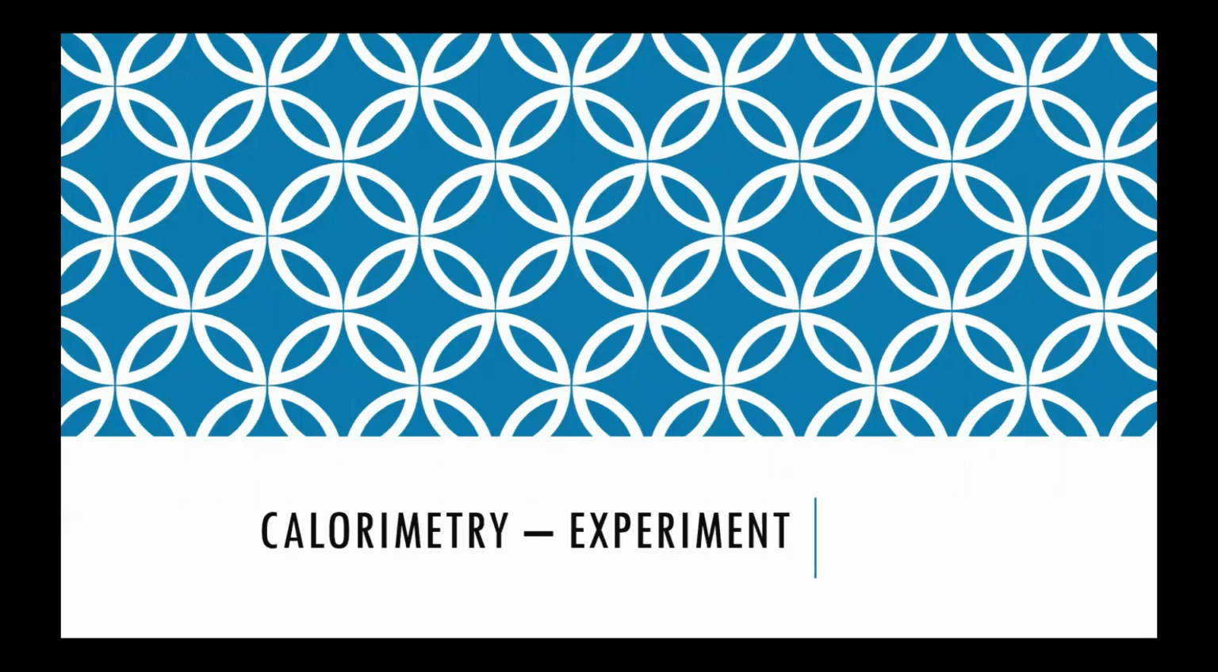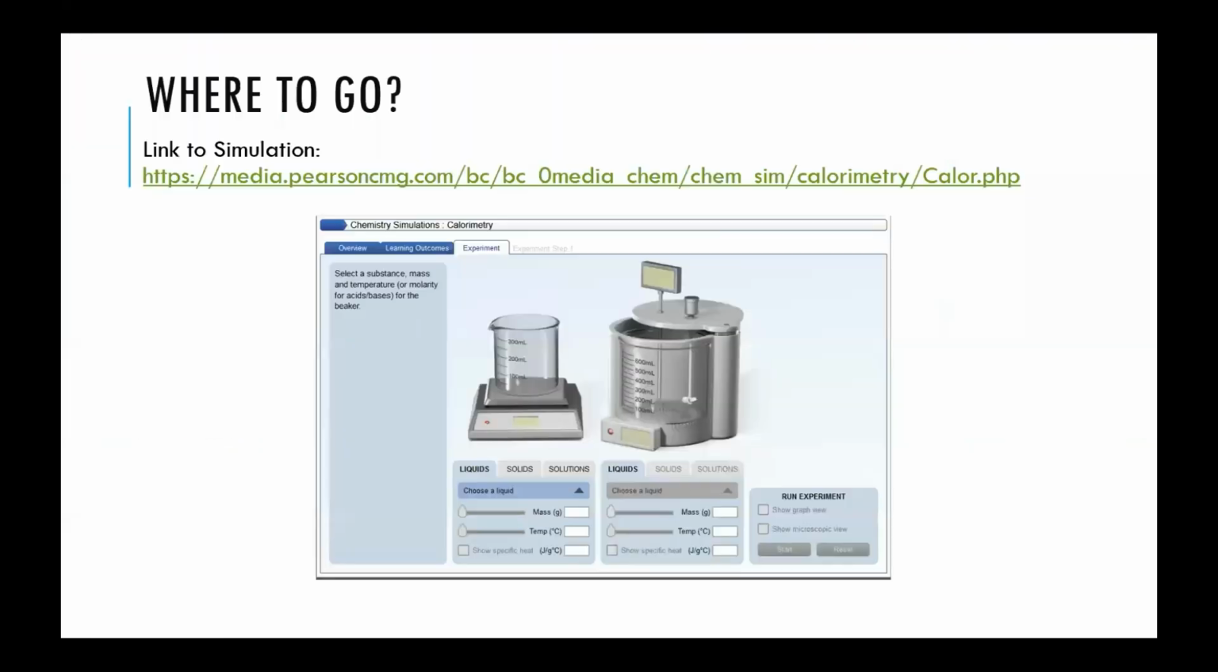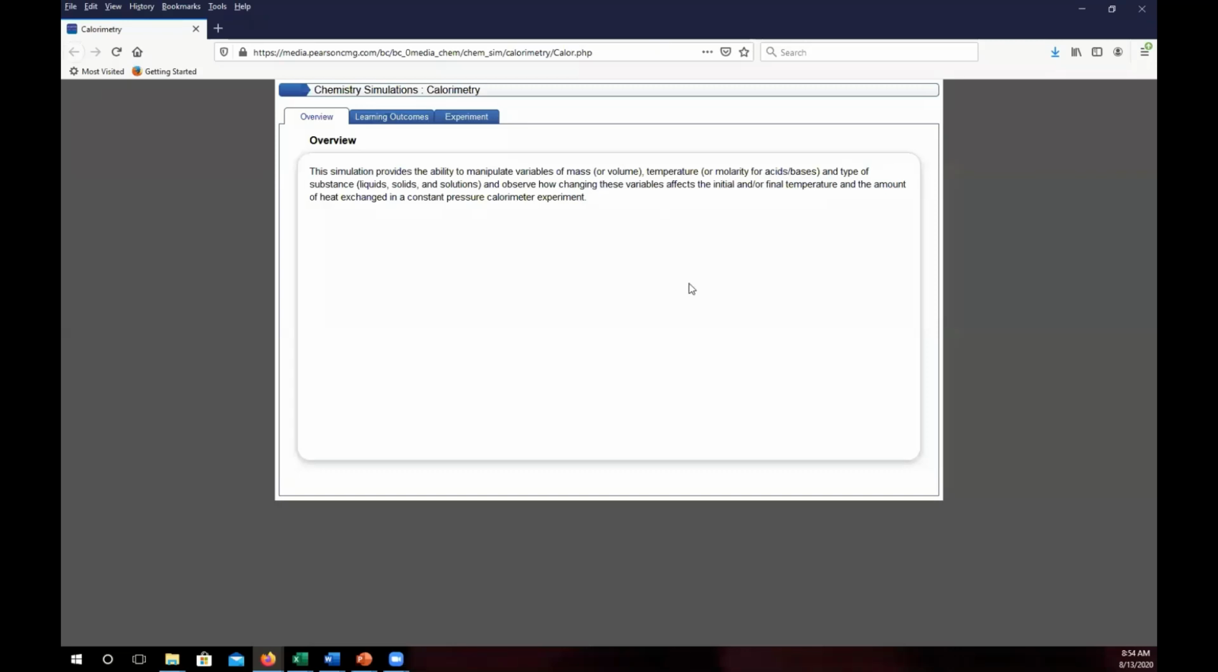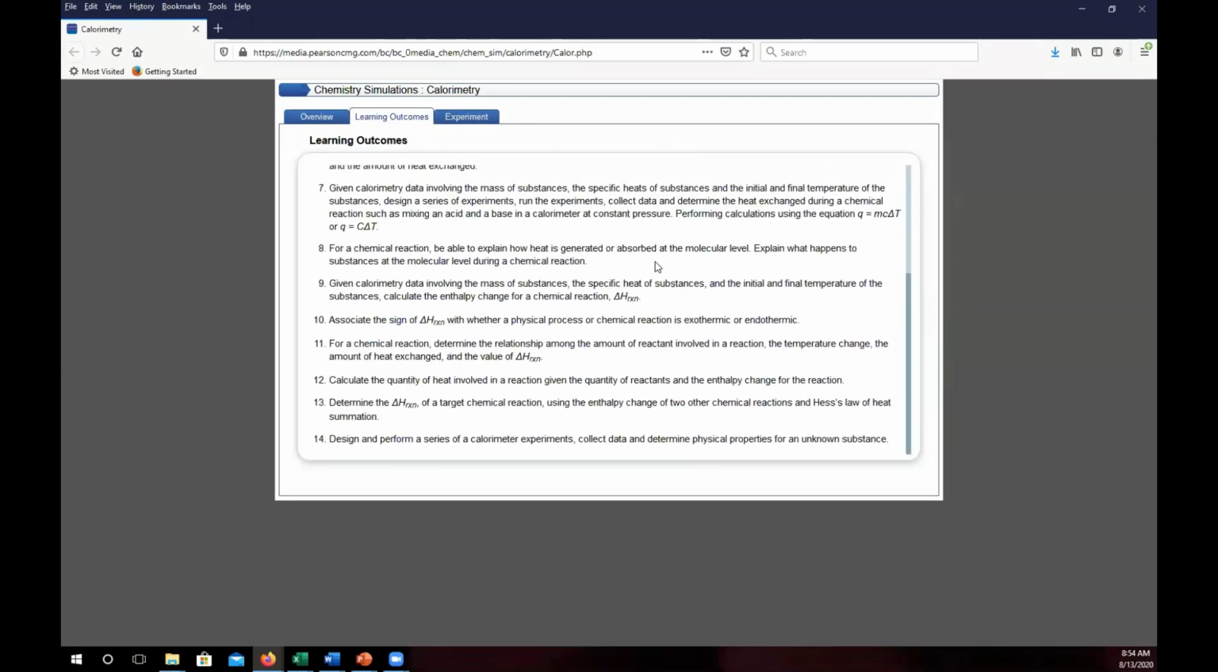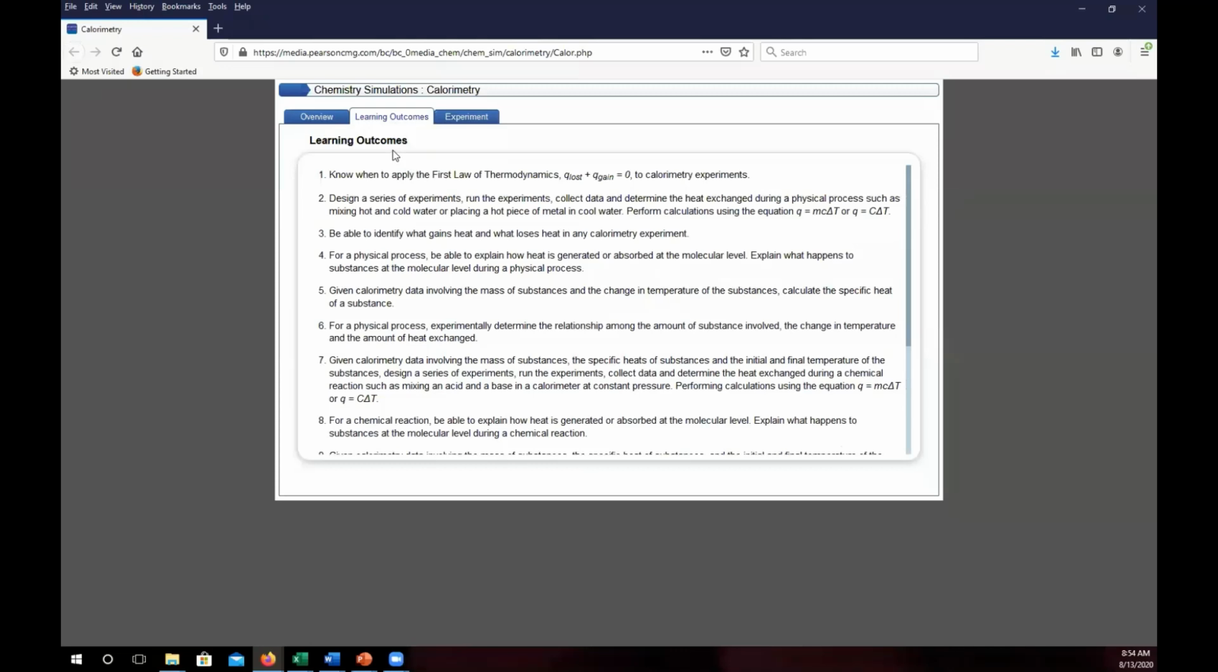This experiment uses an online simulation of an adiabatic calorimeter. That is a calorimeter where there is no heat lost or gained from the outside surroundings. The calorimeter itself can be found at the following website. When you first access the website, you're taken to an overview page. There is also a Learning Outcomes tab, which shows the different learning objectives utilized in this simulation.